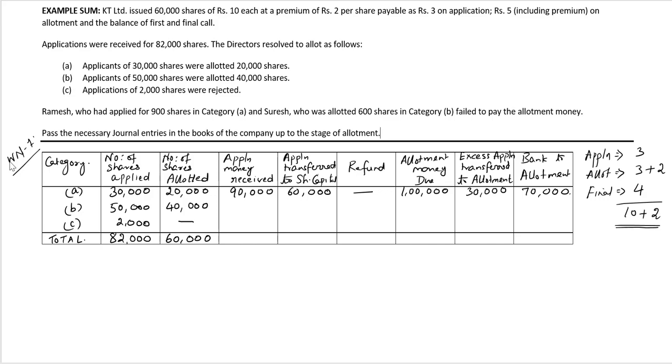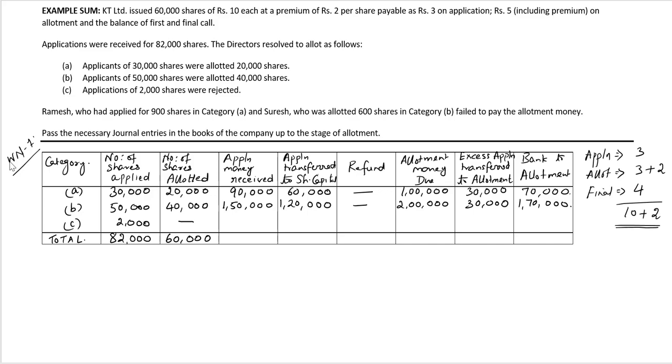Let's move to category B. Application money received, 50,000 shares multiplied by 3 rupees per share, 1,50,000 rupees. Application money transferred to share capital, 40,000 shares allotted multiplied by 3 rupees per share, 1,20,000 rupees. Again, there is no refund. Allotment money due, 40,000 shares allotted multiplied by 5 rupees per share, 2 lakh rupees. Excess application transferred to allotment. The excess application money in category B is 1,50,000 rupees minus 1,20,000 rupees, which is 30,000 rupees. And bank to allotment is 2 lakh rupees minus 30,000 rupees, which is 1,70,000 rupees.